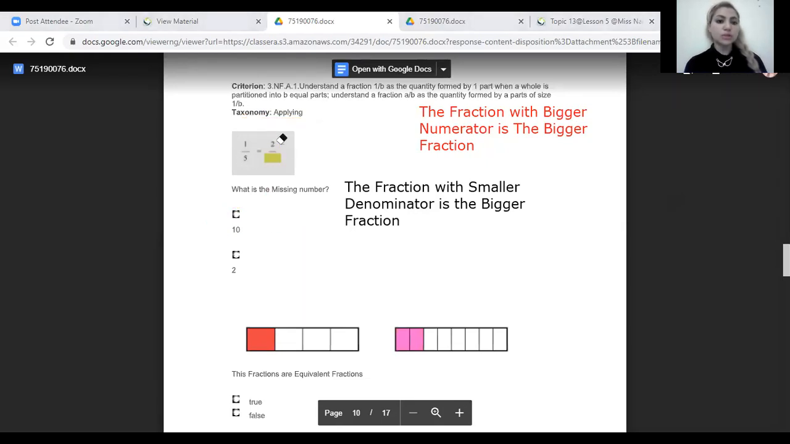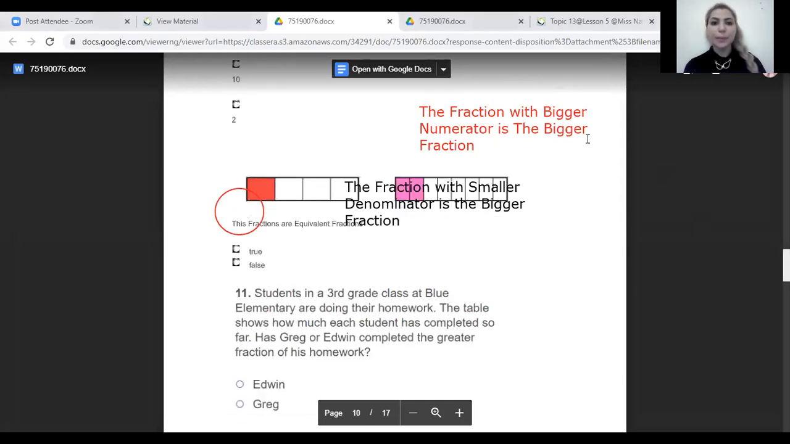1/5 equals 2 out of what? What did I multiply the 1 by to get the 2? I multiplied 1 by 2. So 1 multiplied by 2 is 2. Then 5 multiplied by 2 is 10. Excellent. Perfect. Let's write it. You are perfectly right. So it's 10. Let's go to the next question quickly.